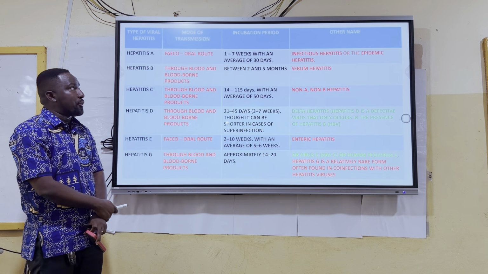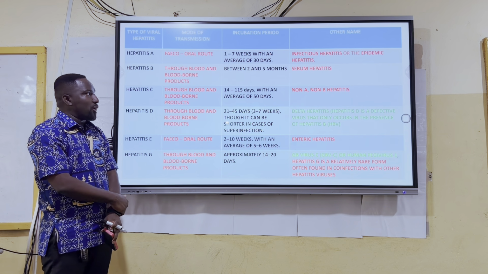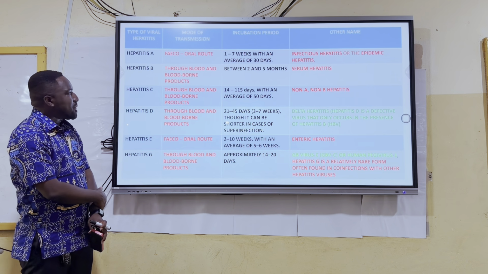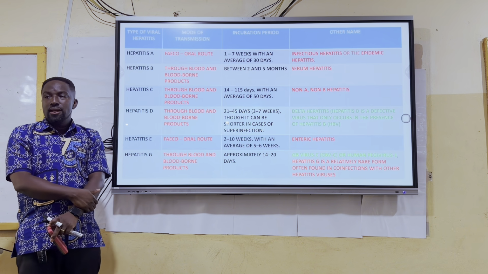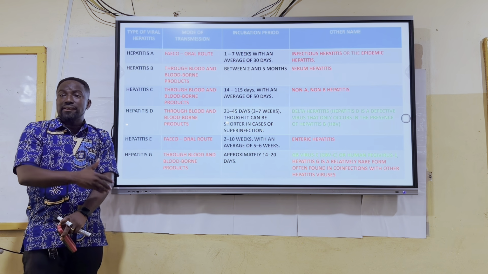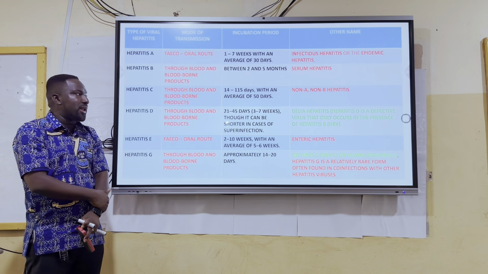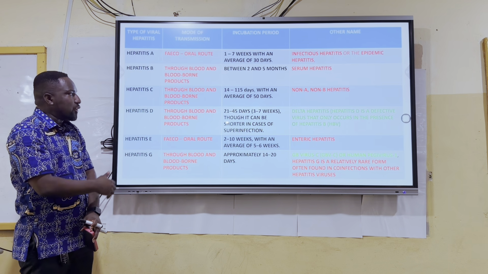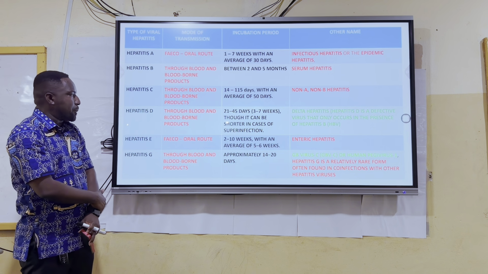What are the incubation periods for all the various types of viral hepatitis? For hepatitis A, it is 1 to 7 weeks with an average of 30 days. Hepatitis B, between 2 to 5 months. And if you have hepatitis B infection and it stays for more than 6 months, then you are at the chronic stage of the disease. Hepatitis C is from 14 to 115 days, with an average of 50 days. That is the incubation period.